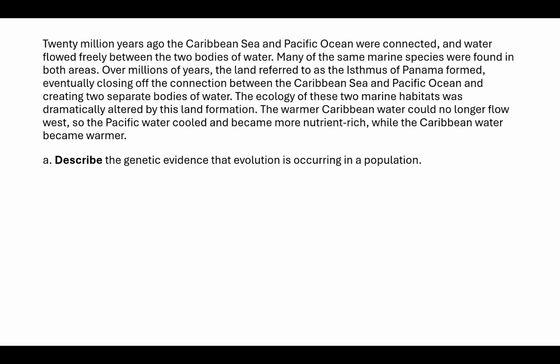All right, so here we're talking about basically evolution. And the question's asking us to describe the genetic evidence that evolution is occurring in a population. And ultimately, it's going to be a matter of allele frequencies or phenotype frequencies that are changing. That's kind of your ultimate proof that evolution is occurring.